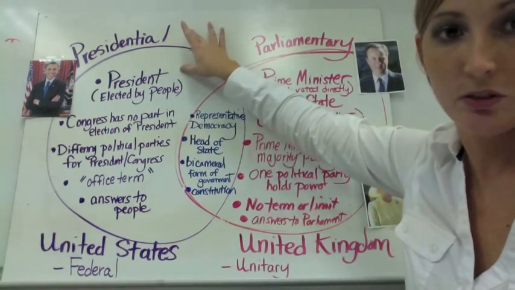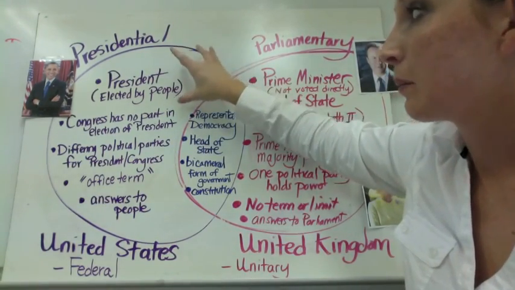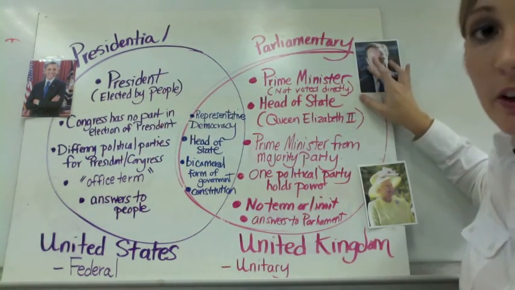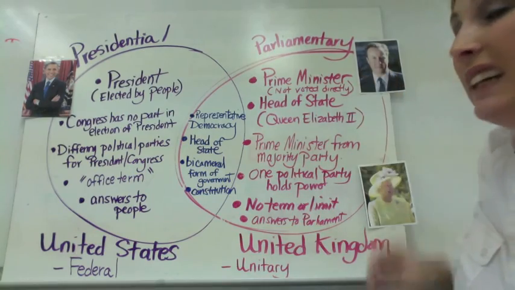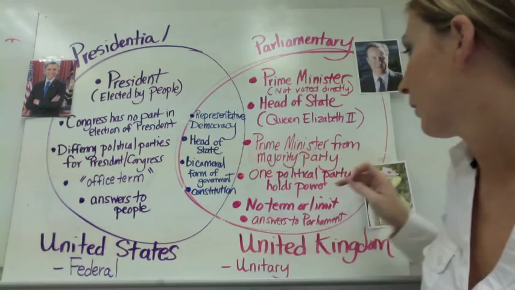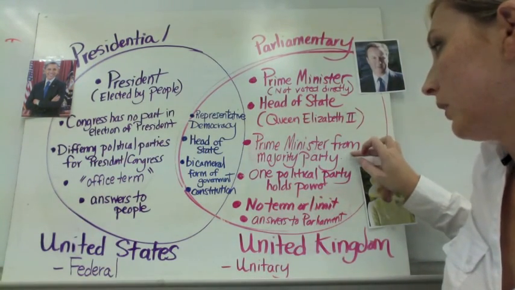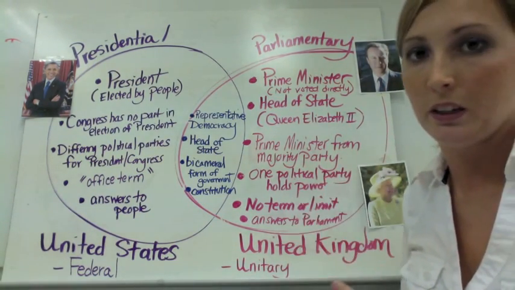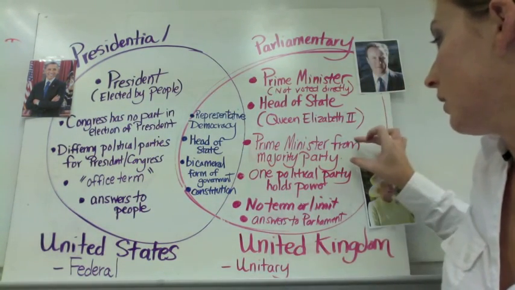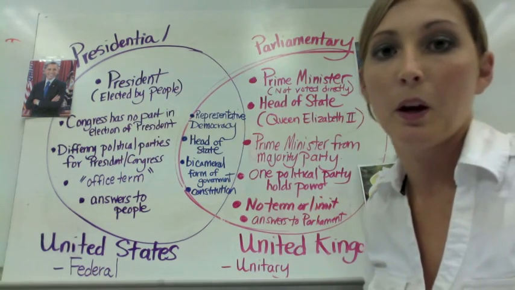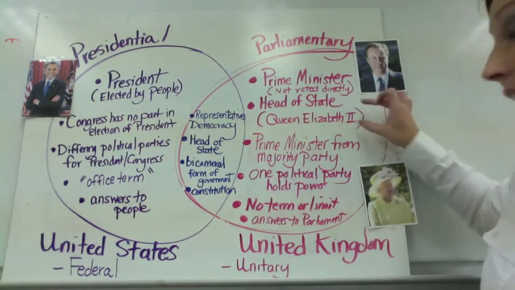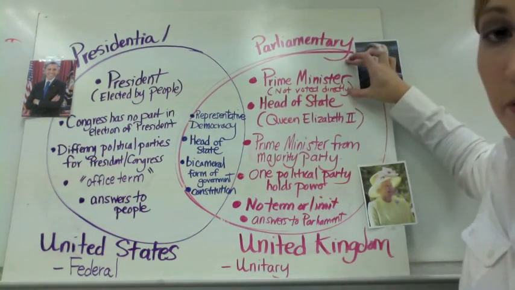So in a presidential democracy, you have the president who is elected by the people, in contrast to the parliamentary democracy, where the prime minister is not directly voted by the people. In a parliamentary democracy, whichever party has the majority, and the UK has a lot of political parties, the majority party will then appoint a prime minister who is sanctioned by the head of state, which is actually separate from the head of government.